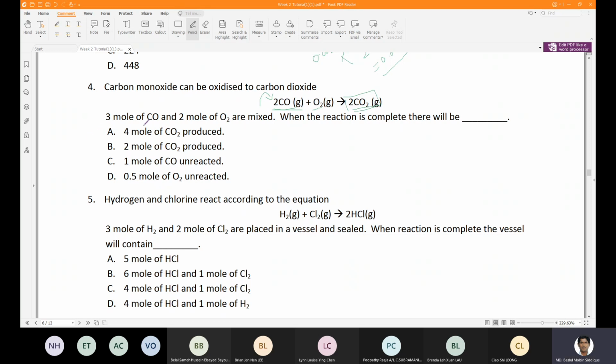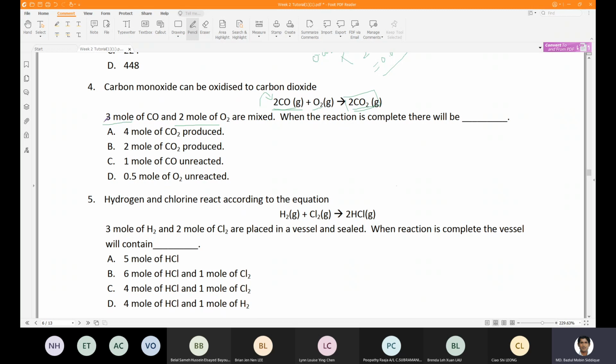So here, if 3 moles of carbon monoxide and 2 moles of oxygen are mixed, when the reaction is complete, how many moles will be left? First of all, what are we going to look into? This is a 2:1 reaction, isn't it? Yes, it's simple: mole ratio, exactly. We'll be seeing the mole ratio.